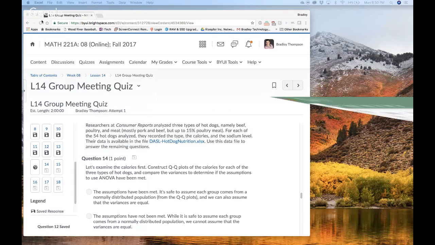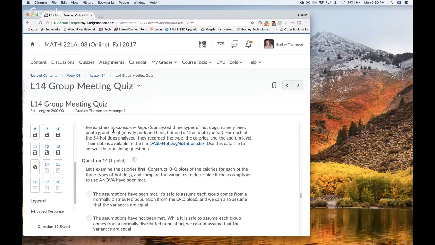Okay, so researchers studied types of hot dogs: beef, poultry and meat. For each of the 54 hot dogs analyzed, they recorded the type, the calories, and the sodium level. The data is in this Excel file. Let's examine the calories first. Construct QQ plots of the calories of each of the 3 types of hot dogs. Compare the variance.